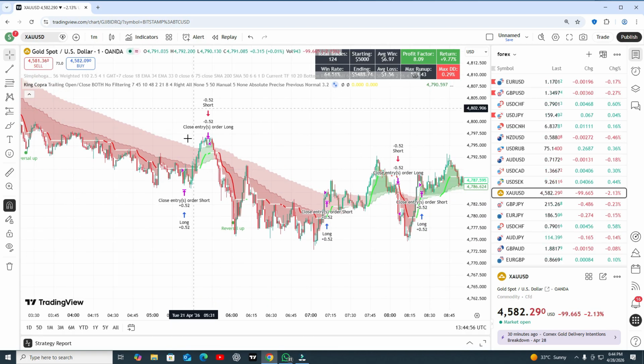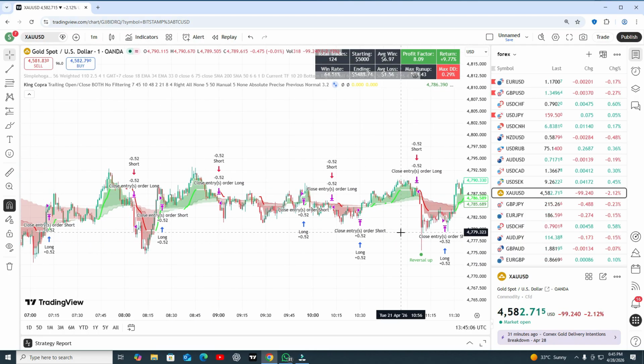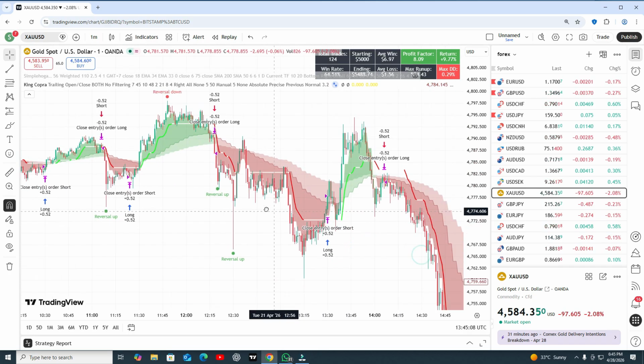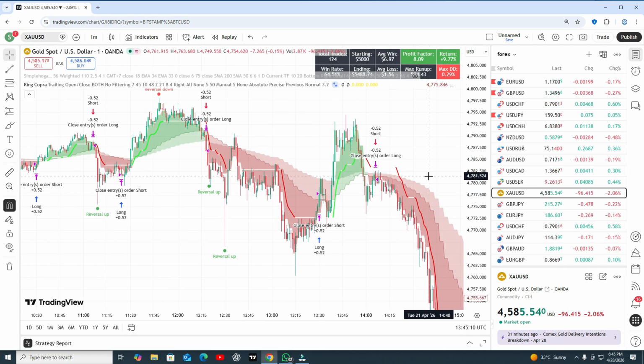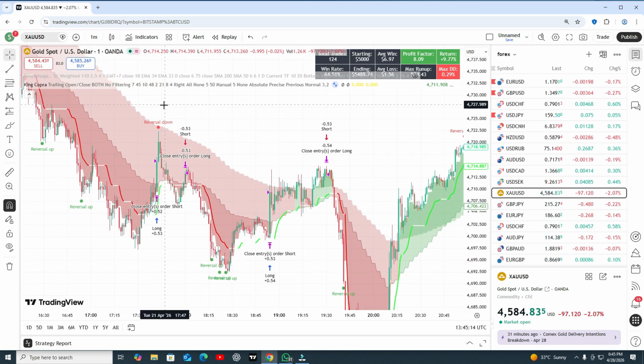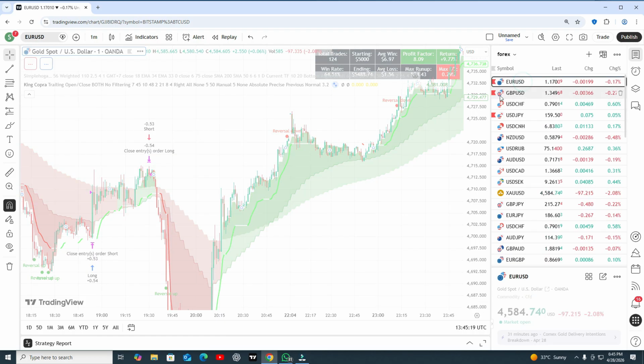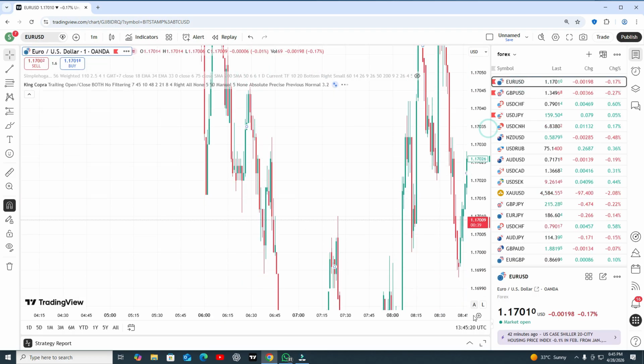So this is the best strategy ever. You cannot get this type of strategy, never. It's my hard work to make this best indicator and the best strategy. Here you go, you can see. Let's see the results in some other pair like EUR/USD.